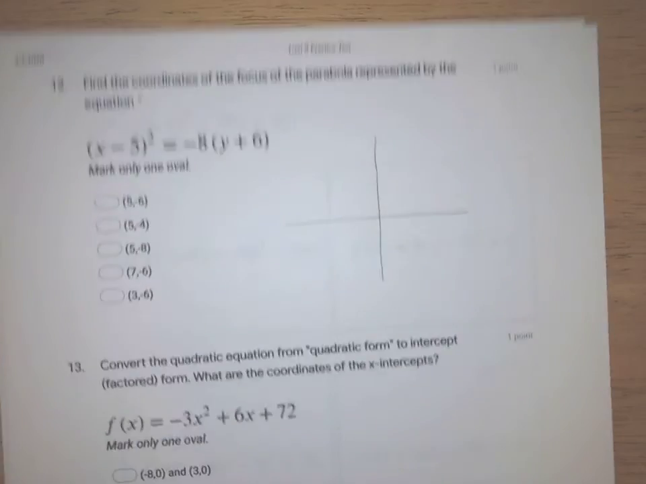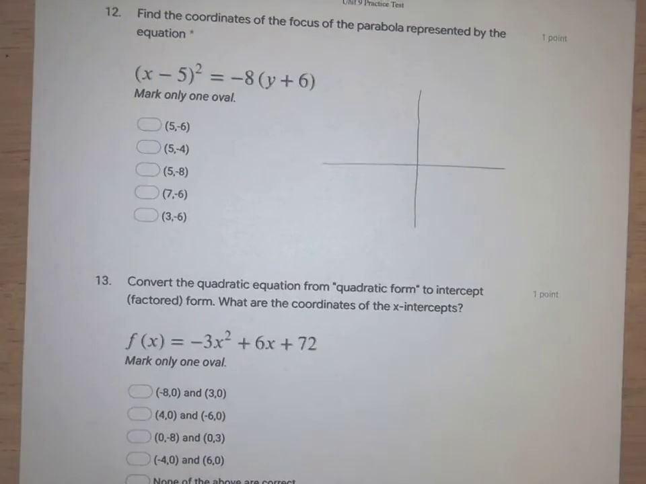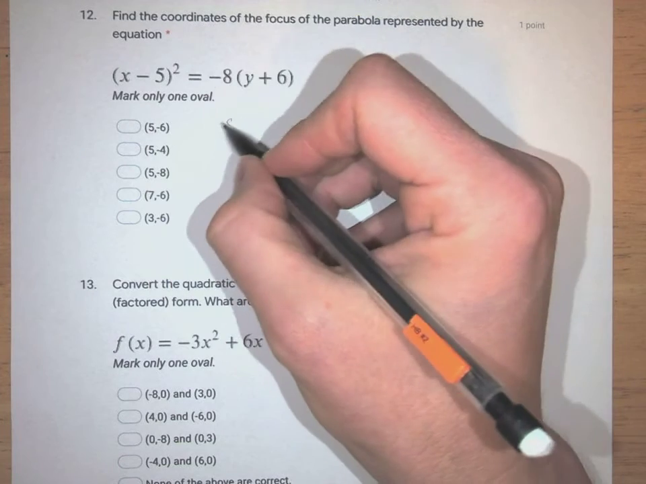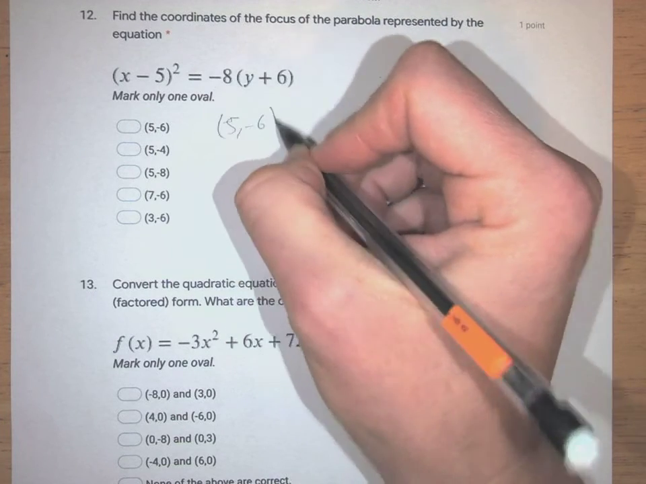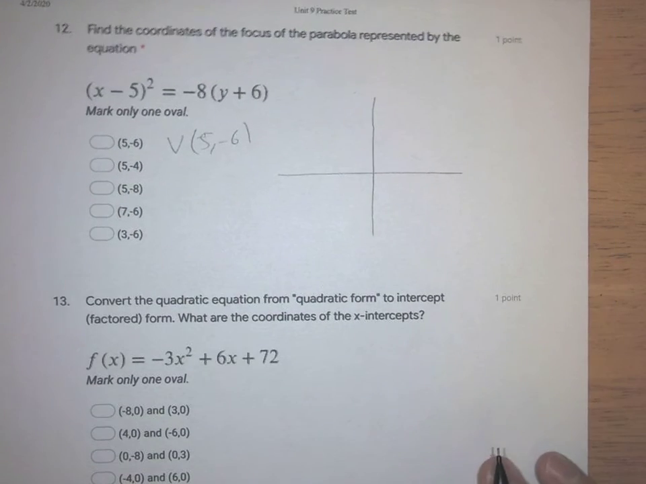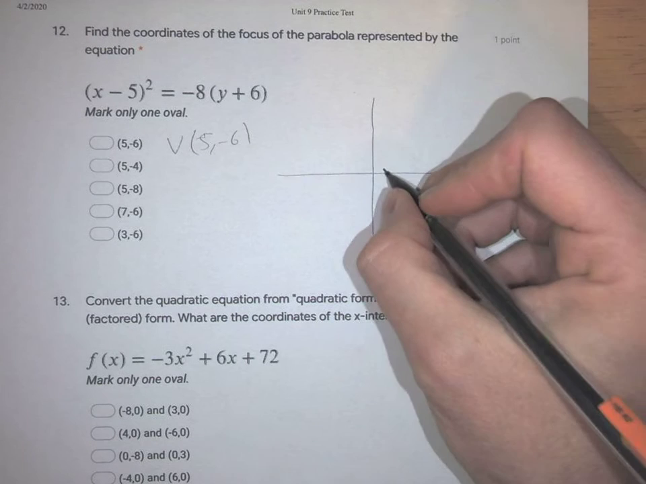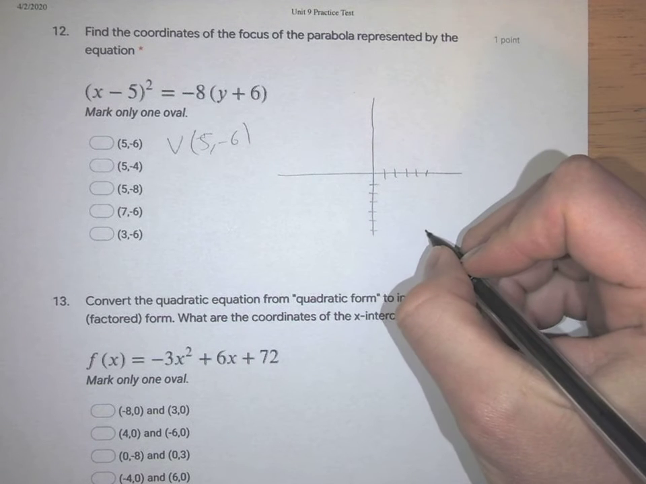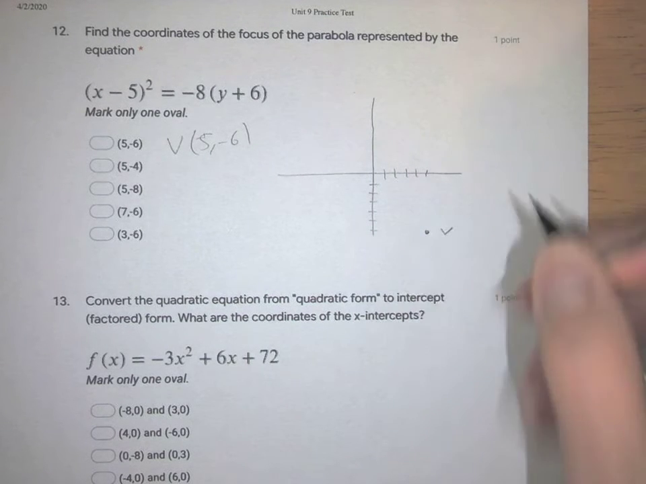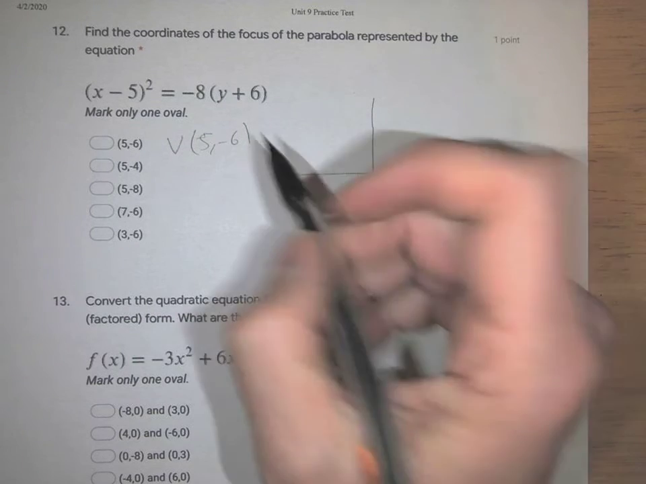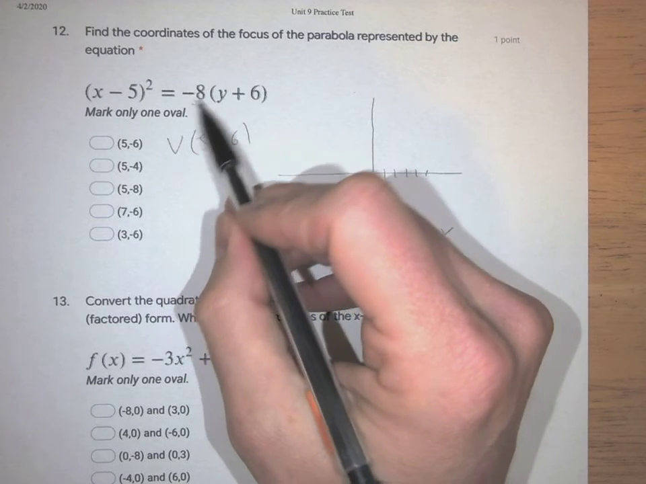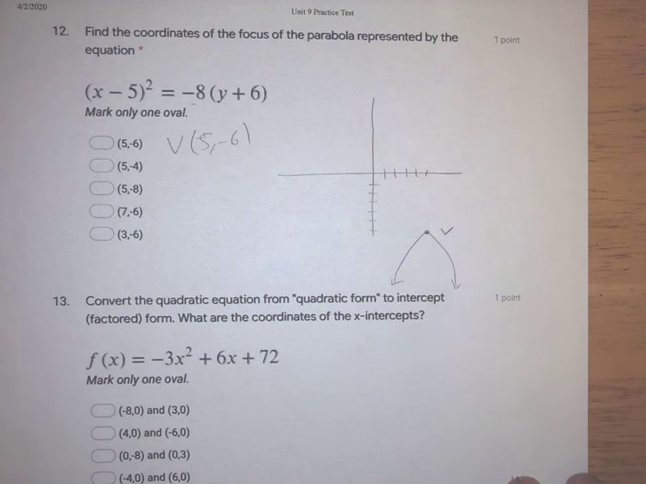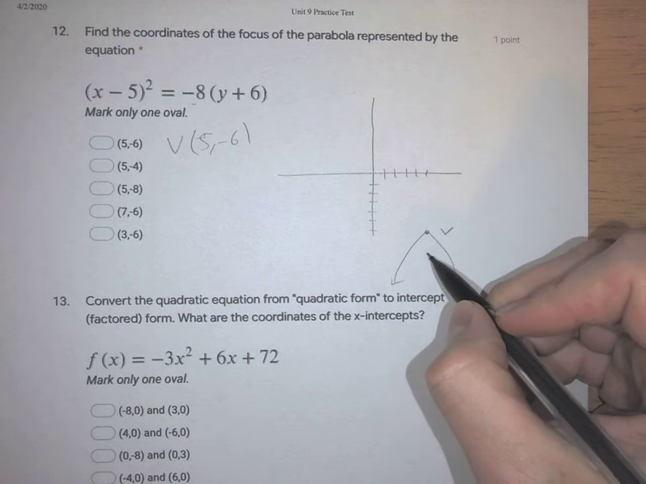The other thing that we know is we can figure out where the vertex is, and that would be at (5, -6) in this case. Okay, so I'm going to plot that really quick. So we go 1, 2, 3, 4, 5, and 1, 2, 3, 4, 5, 6. And that's V. We also, like I said, know that this is opening down because that's a negative number. So we're going to have something like this, which means that the focus is going to be somewhere in here.